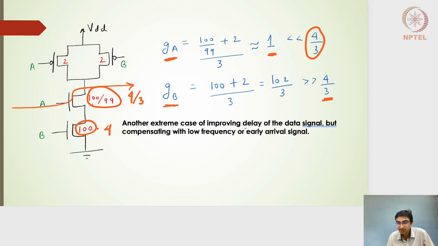So this is another extreme case of improving the delay of the data signal, but compensating only on the low frequency or early arrival signal, which is connected to this particular B transistor. Right? Hope this is clear to everyone. So I'm going to stop my lecture here.